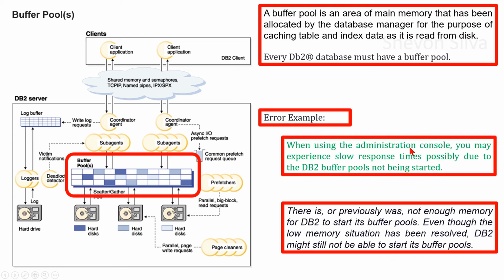As an error example, we can consider this one. When using the administration console, you may experience slow response times, possibly due to the DB2 buffer pools not being started. There is or previously was not enough memory for DB2 to start its buffer pools. Even though the low memory situation has been resolved, DB2 might still not be able to start its buffer pools.